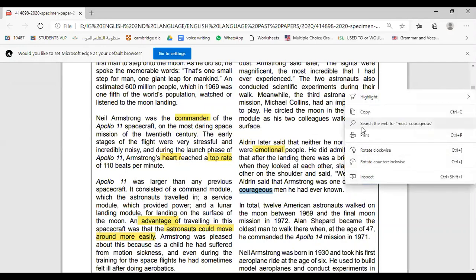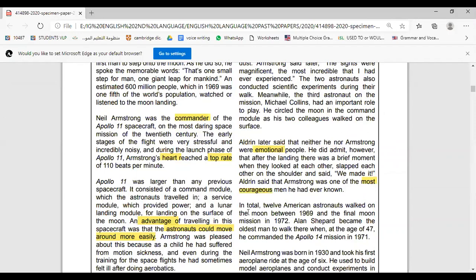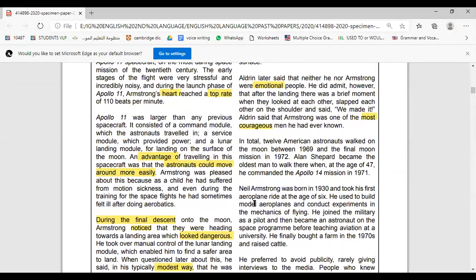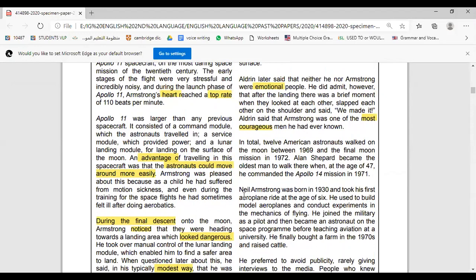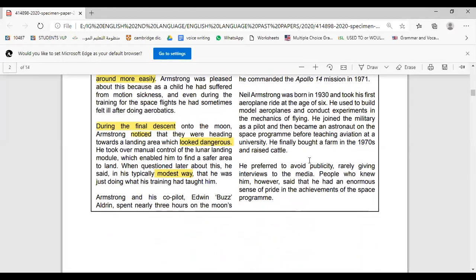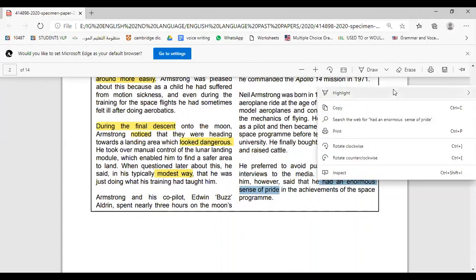Courageous is the third one we reached now. So you can say he was modest, he was not emotional, which is very important, and he was courageous. Now we need one more piece of information about his character, and I'll go quickly to the last lines because I'm working against time. If you look at the bottom, he said that he had an enormous sense of pride. You can just write sense of pride, you don't need to write in achievements.